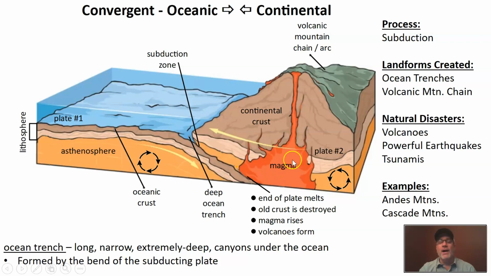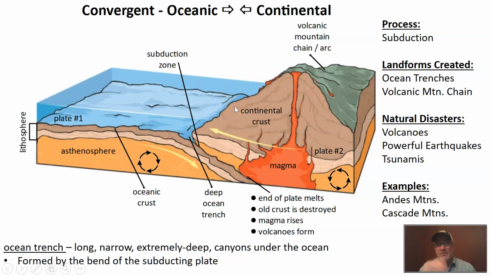So as the end of this plate melts, we're going to have magma that's going to rise up through this overriding plate, which is this continental plate. That magma is going to rise up, and eventually we're going to end up with a whole chain of volcanoes. We're going to end up with a bunch of volcanoes all up and down this plate boundary.